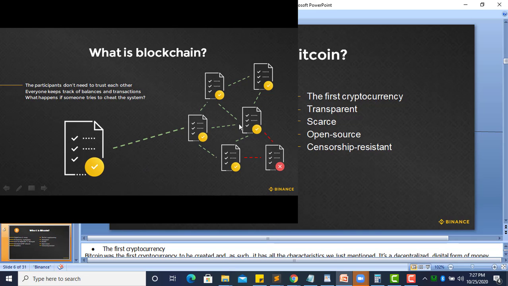So this is a more in-depth explanation about it. The participants do not need to trust each other. Everyone keeps track of balances and transactions. What happens if someone tries to cheat the system? That is not possible. So everybody has a record of every transaction that happens.